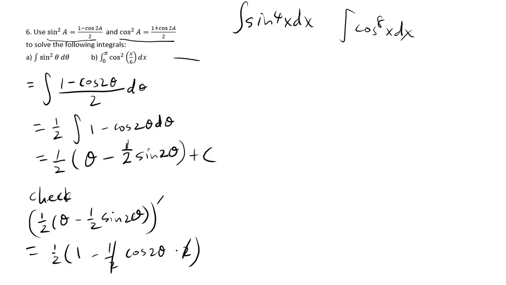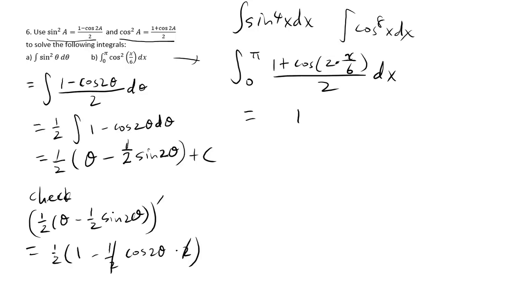Now for the second one, same way, 0 to pi. Replace a by x over 6, so it's going to be 1 plus cosine of 2 times x over 6 over 2 dx. And 2 and 6 reduces to 3, so 1/2 of the integral from 0 to pi of 1 plus cosine x over 3 dx.